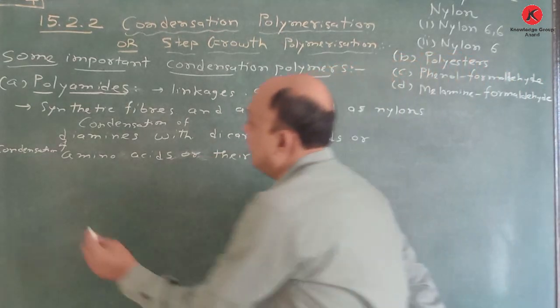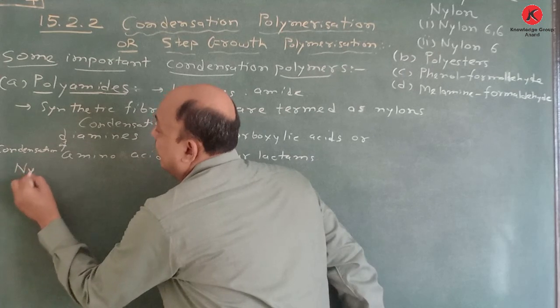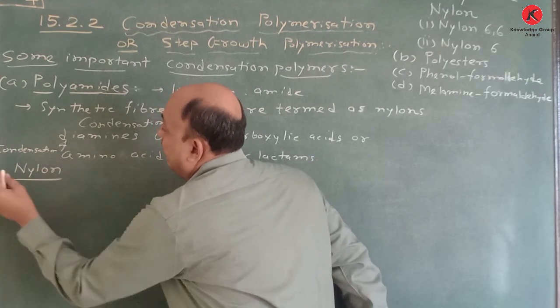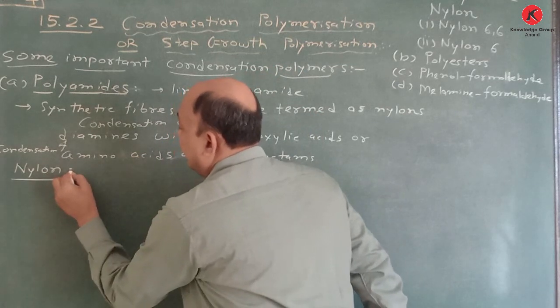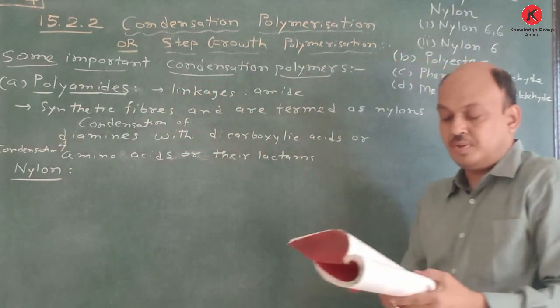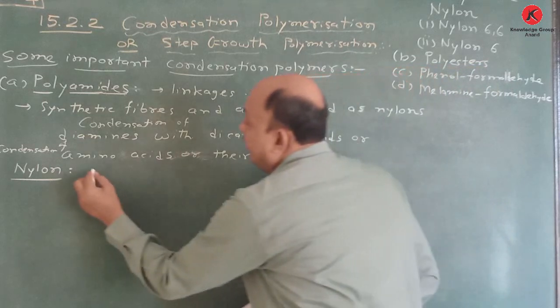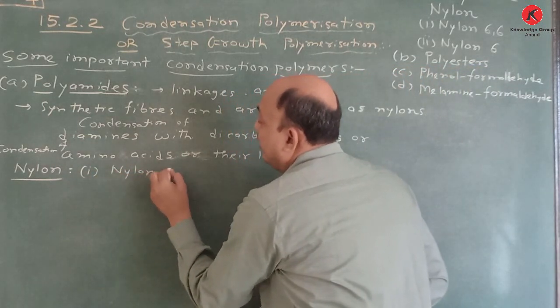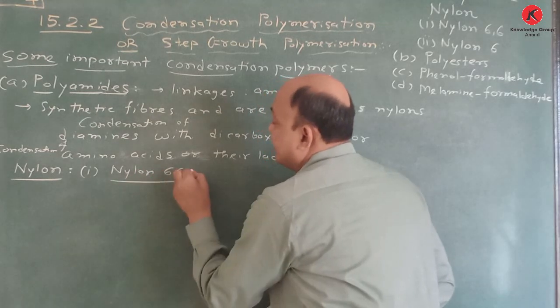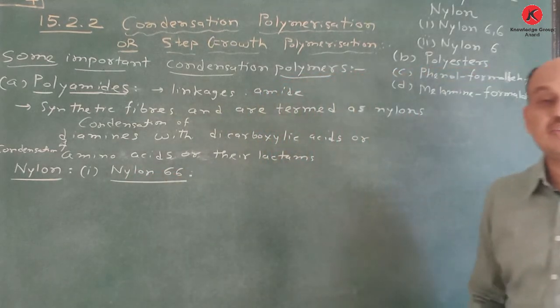So first, nylon is given. According to that, nylon is classified into two types, the first being nylon 6,6. So what is the meaning of this nylon 6,6?